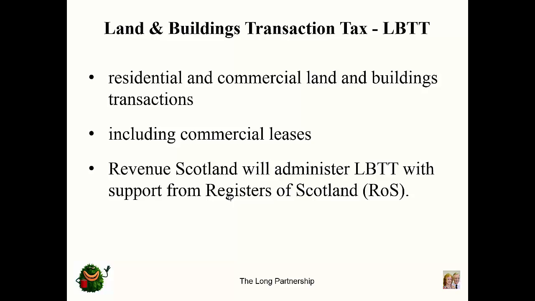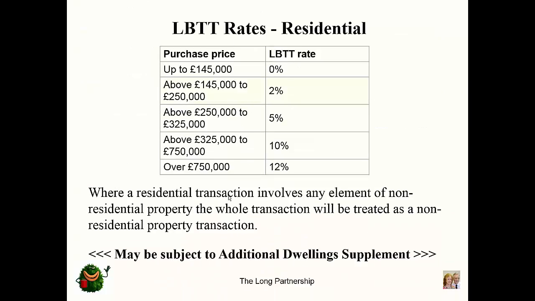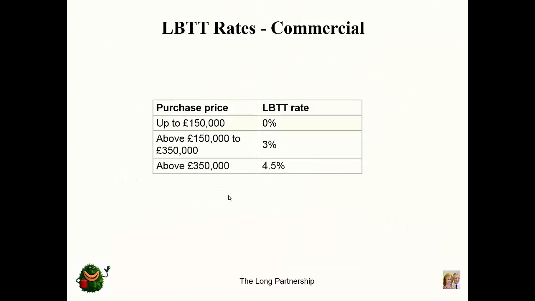It applies to both residential and commercial land and buildings. It includes leases, and it's administered by Revenue Scotland. Now, it's a progressive tax arranged in bands, so that you build up the amount of tax payable by looking at the relevant bands and applying a certain percentage, and then adding them all together. There are rates for both residential and commercial properties, and you'll see the rates for residential properties up on the screen. Where there's mixed use, the property is treated as commercial, but the big headache is going to be the additional dwelling supplement, and we'll come back to that in a moment.